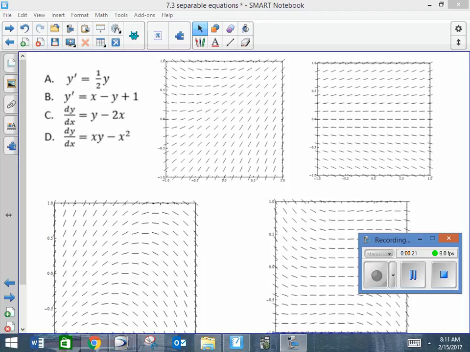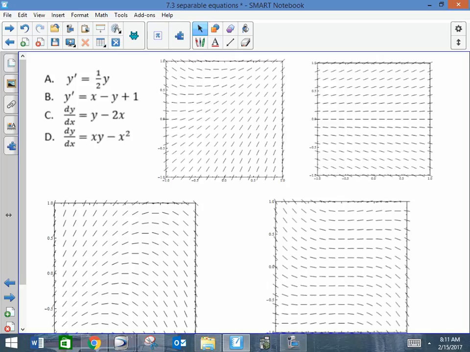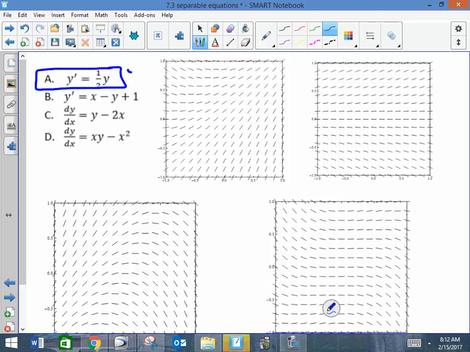Okay, so how did you eliminate? The first one I found was A, because I started at the top. The way that I found that one is because y is the only variable, I knew that all the horizontals in a row would have the same slope. So that's this one. All horizontal slopes are the same. Is that pretty much how you all got A quickly?